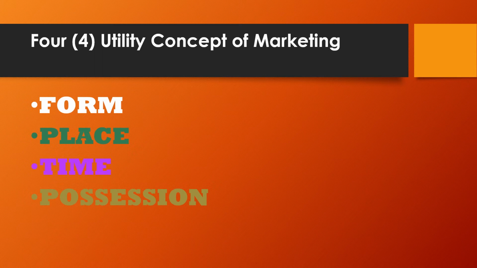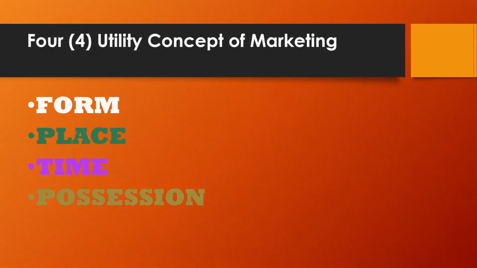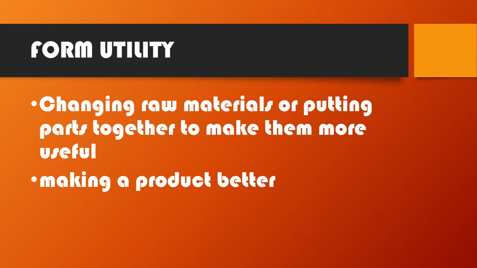We have four utility concepts of marketing: form, place, time, and possession. Form utility refers to the conversion of raw materials into products that suit the preferences of consumers, so that they do not have to create their desired product themselves. It is changing raw materials and putting them together to make them more useful. For example, you wanted to have a dress. You can just buy a zipper, buttons, or a cloth, but you have to put them together so you can use it. So form utility is making a product better.